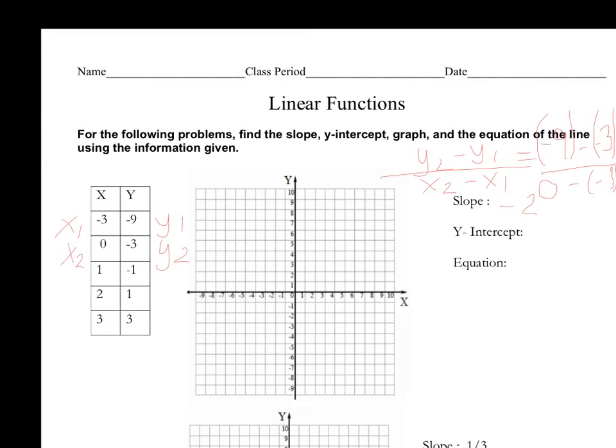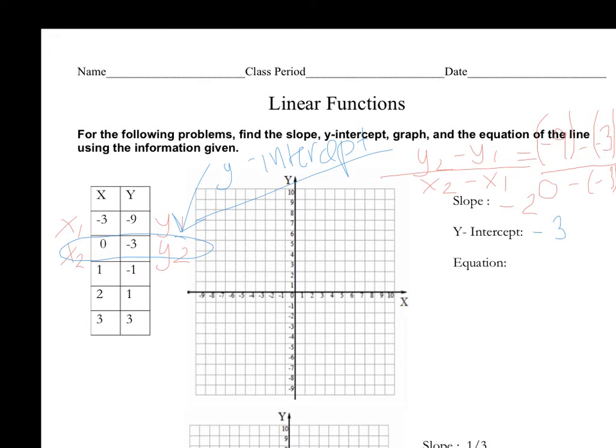Okay, next step is to find my y-intercept. So in order to find my y-intercept, I'm going to look when x is 0. Well, if we look at our table, we can see that x is 0 when y is equal to negative 3. So what I'm labeling, you're labeling too. So you're going to label this as your y-intercept. Okay, so my y-intercept is 0, comma, negative 3. So my y-intercept is negative 3.